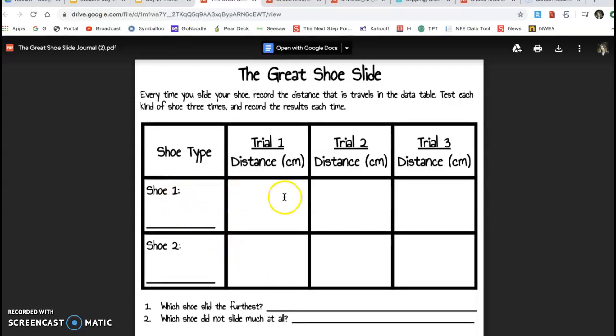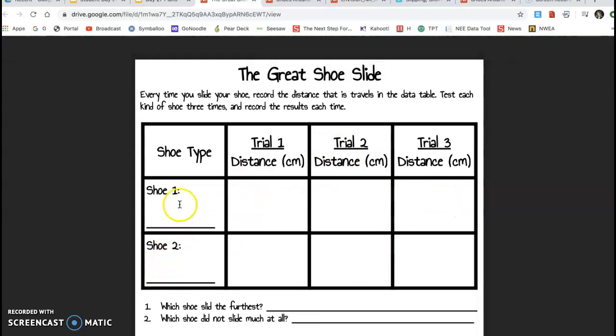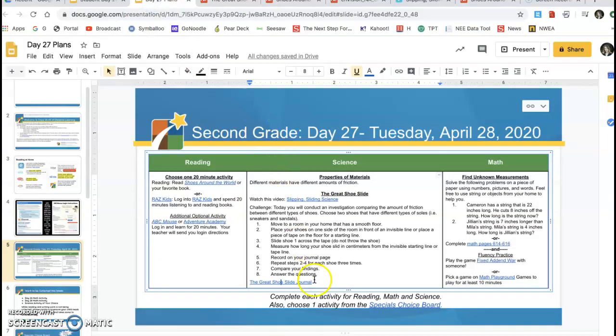This is their journal where they're going to record their distances. So make sure that they have this with them. They can write flip-flop here, sneaker here, and they will be doing 3 trials for each shoe just to see how far it will go. And they're going to basically be pushing it forward, and they are not throwing the shoe. So maybe line up behind it and push it forward and see how far it will go 3 times.